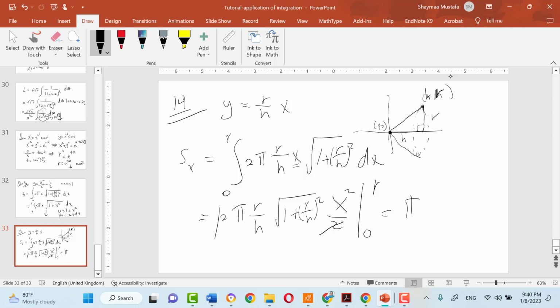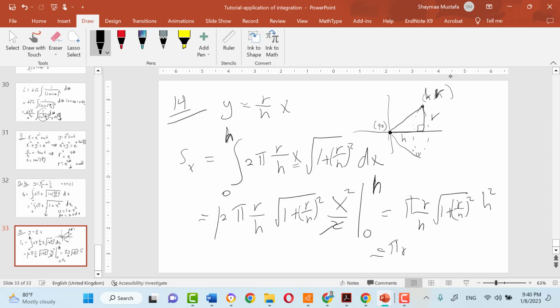So the slope is r over h. So the slope of theta is r over h. So here with our integration for x from 0 to h, we have pi, r over h, 1 plus (r over h) squared, and minus 0. So if we arrange it, we have pi r.